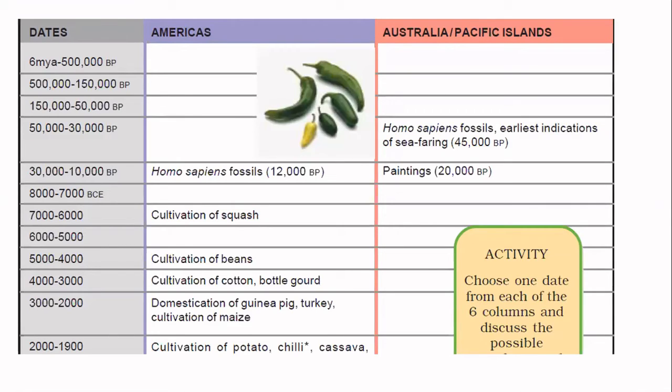4,000 to 3,000, we have cultivation of cotton and bottle gourd. And 3,000 to 2,000, we have domestication of guinea pig, turkey, and cultivation of maize.